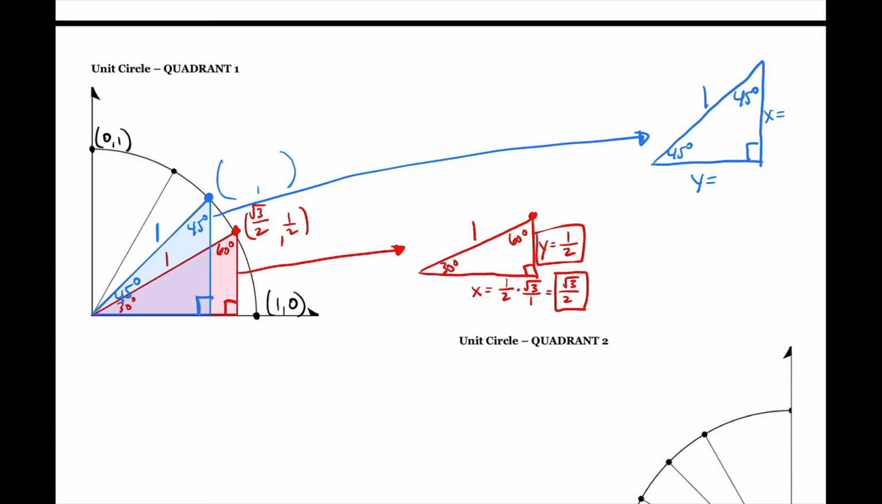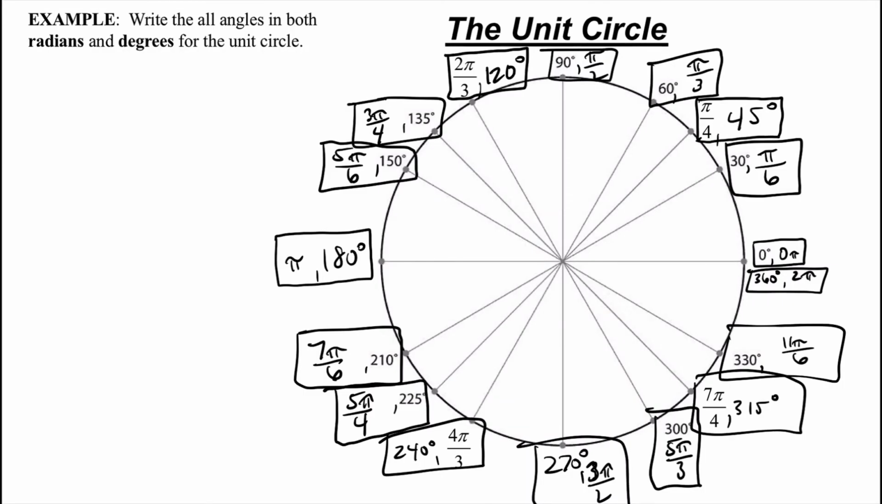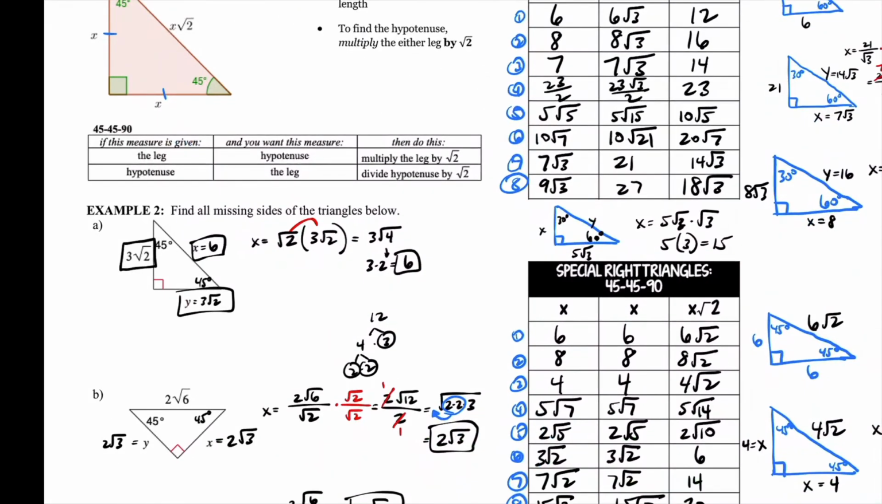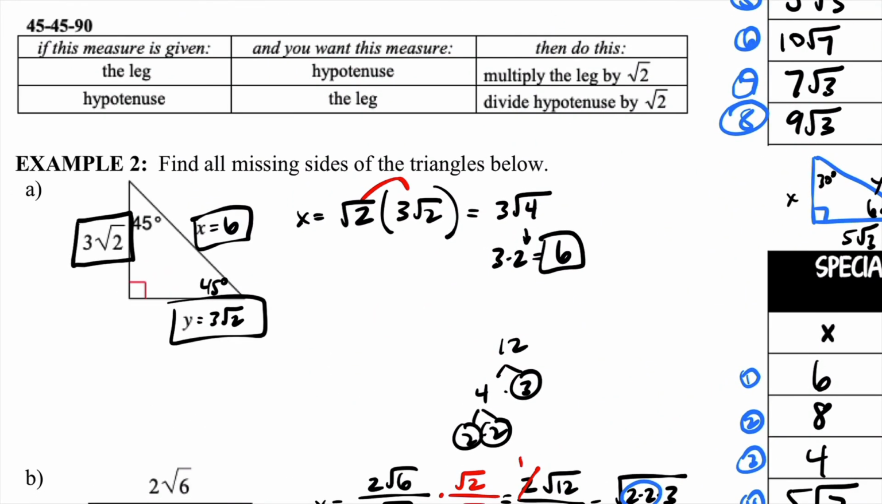Okay. What do I know about a 45, 45, 90 right triangle? Exactly. There are no short legs and long legs. They're both the same, right? So X and Y are the same. X and Y are going to be the same. So what do I know? Do I know the leg or do I know hypotenuse? Hypotenuse. So to find the leg using the hypotenuse, I'm going to divide it by the square root of 2.